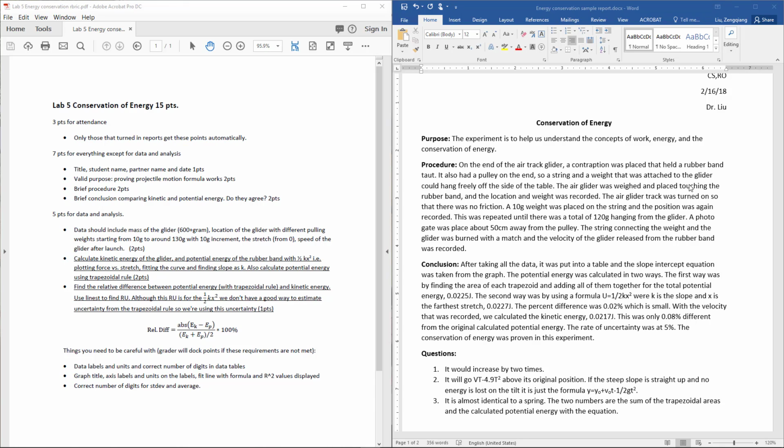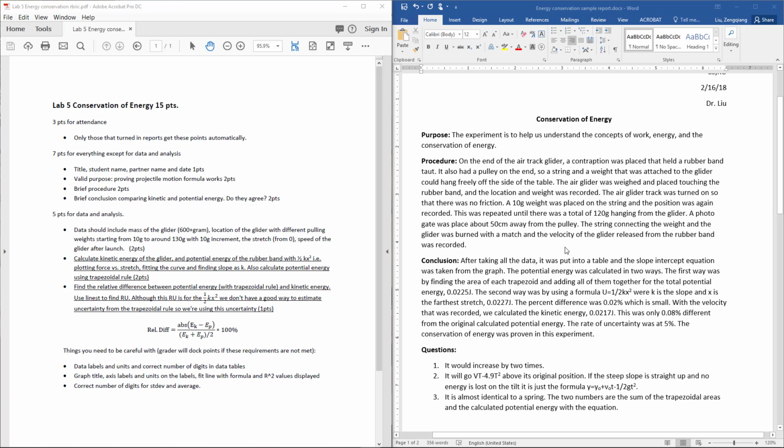So for procedure, let's see: end of air track, contraption was placed. Attach the glider, freely off the table. The glider's weighed. Okay, turn down, no friction. 10 gram weight placed, and then repeated until 120 grams. And in some of the later labs, I started using 150 grams as maximum. All right, photo gate. Okay, so let's keep looking down. The procedure, I just read it. I thought it was detailed enough. And okay, so let's look at the conclusion.